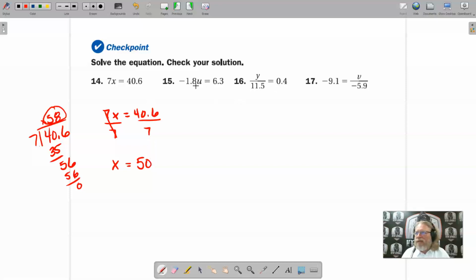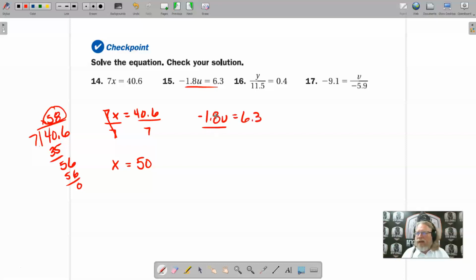Actually, I should do 15. 15 is different signs. 15 is wanting to point out that your answer is going to be different, so let's go ahead and do that. Negative 1.8u equals 6.3.